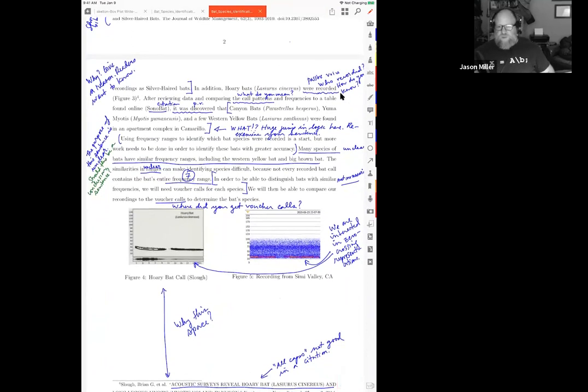So passive voice, who recorded, how do you know they were hoary bats? After reviewing data and comparing the call patterns, what do you mean about the call patterns? Be specific. If you're not specific, people aren't going to be able to reproduce what you did, or learn from you, and people aren't going to be able to critique you. They're not going to be able to say, hey, that was a good idea. Or, hey, you guys really know what you're doing.